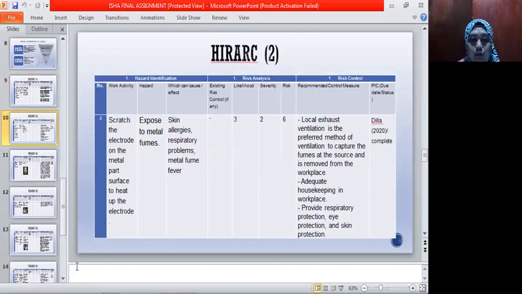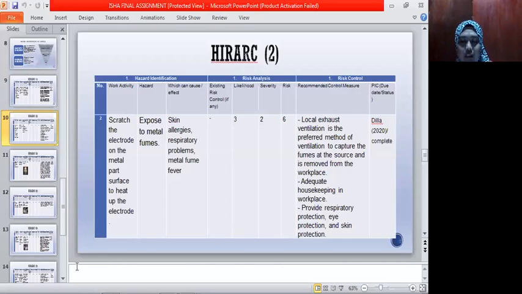For hierarchy number 2, the work activity is to scratch the electrode on the metal part surface to heat up the electrode. The hazard that we can identify from this job activity is that the workers are exposed to metal fume, which can cause skin allergies, respiratory problems, and metal fume fever. The likelihood for this incident is 3, while the severity is 2. So the risk towards the workers is 6.